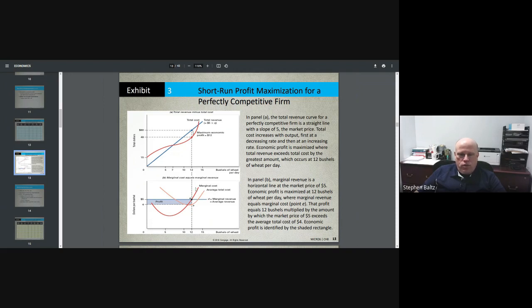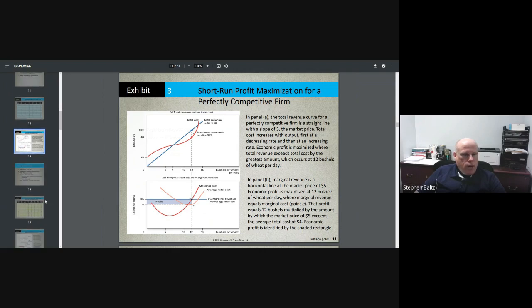Okay, this is marginal cost right here. This is the marginal cost curve. And then your marginal revenue curve is that horizontal line, because remember, a perfectly competitive firm faces a perfectly elastic demand curve. Okay, so the price is going to equal your marginal revenue and your average revenue as a perfect competitor. All right.